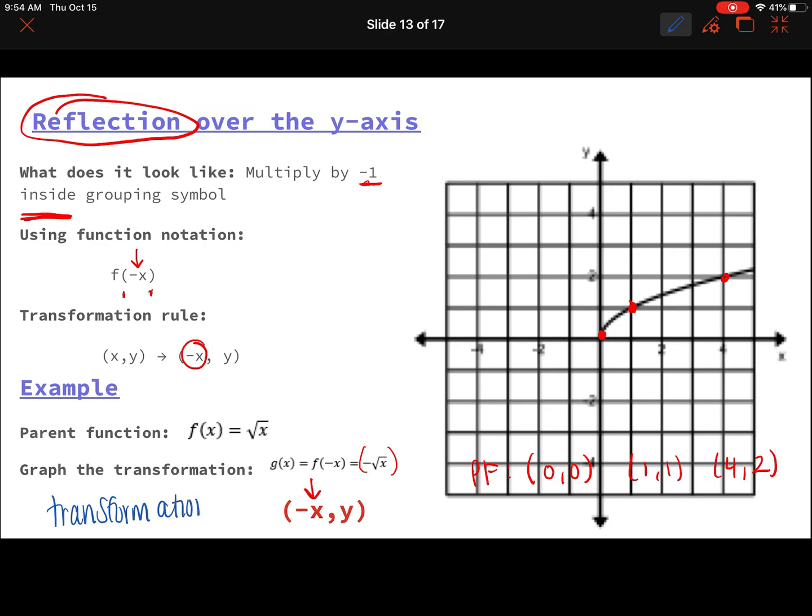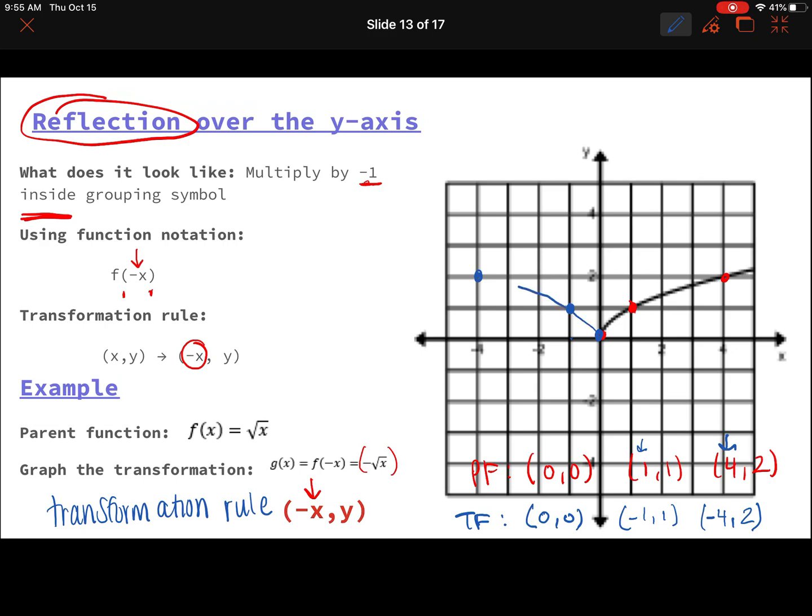So this is my transformation rule, right? So now we are going to change every x point, okay? So this is my transformation. And now my x is being multiplied by -1. So same thing, remember 0, 0, because you don't have a -0. Now we are multiplying this 1 times -1, which gives me -1, 1. And then I'm multiplying this by -1, so this becomes -4, 2. Okay, so these are my new points, so I'm going to go ahead and graph them. So boom, 0, 0, -1, 1, and then -4, 2.